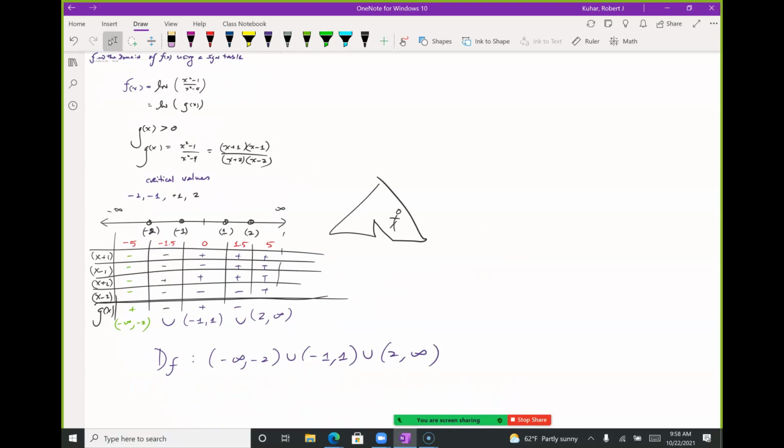Beautiful. So that was last class. Now, I want to look at the graph of this, okay? I want to look at this graph.